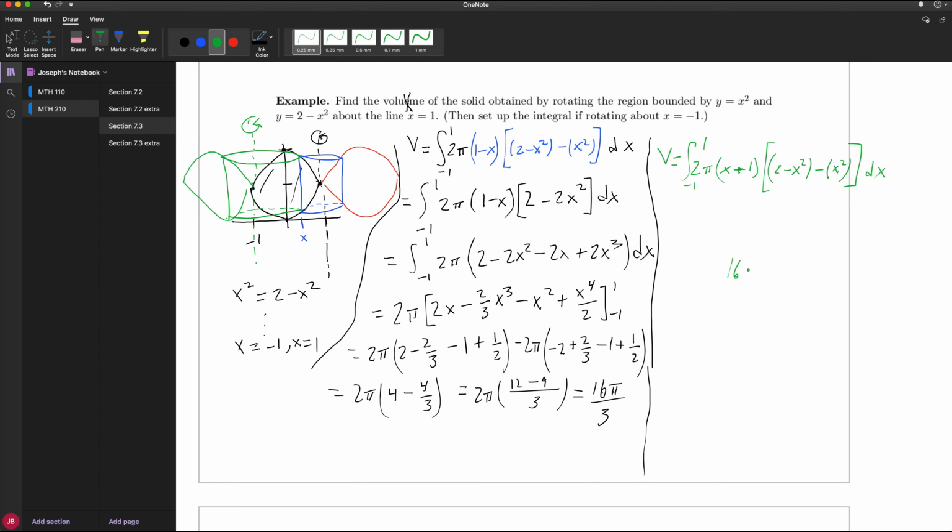You're also going to get 16 pi over 3. That maybe shouldn't come as a surprise because it's literally the same solid that you're getting, but the setup is definitely different. So just be mindful of that. Okay, in the next video, we're going to now use shell method to rotate about horizontal axes.